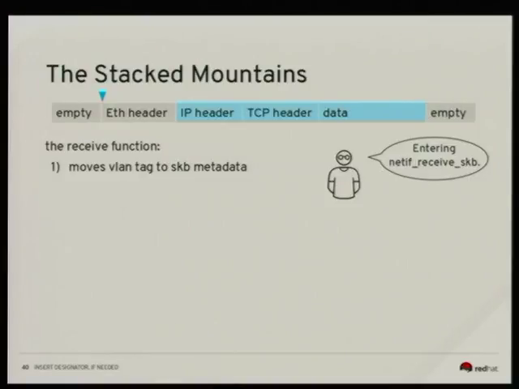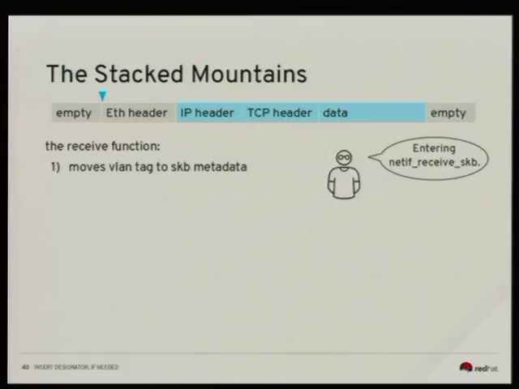So this is the situation we are now at. We have the packet that starts here, and we have a pointer to the MAC header. Now the function in the kernel which is responsible for receiving the packet out of the driver is called. It's called netif_receive_skb, if anyone wants to look it up. And it does these things. First thing, that's again kind of an optimization.